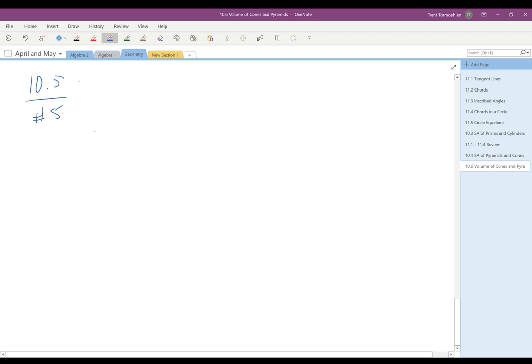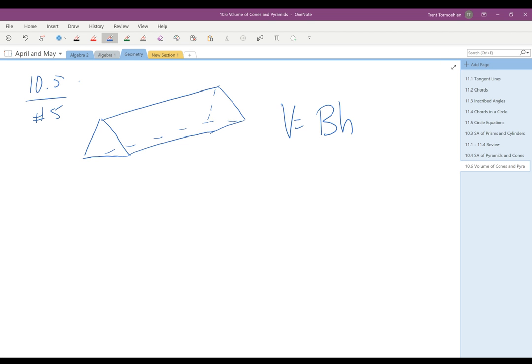Okay, so for number 5, we're looking for the volume of a prism. In this prism, it looks like this. You're asked to find the volume of it. We had a very specific formula for the volume, and it's a super easy formula. It's just the area of the base times the height. Now, the key here is what is the area and what is the base and what is the height?